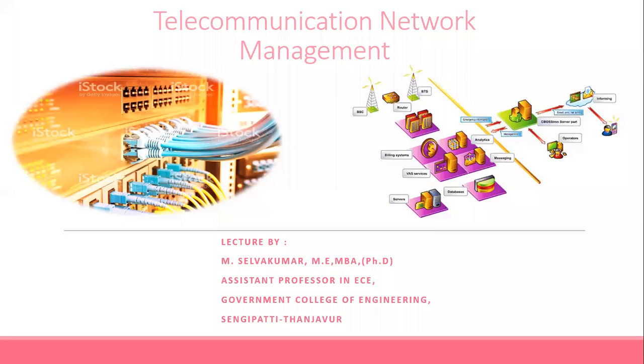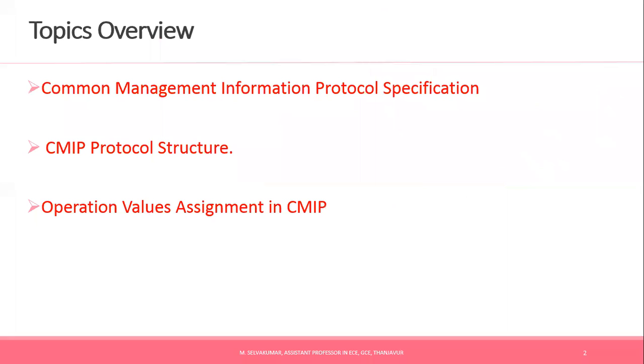Now I am going to discuss the CMIP, Common Management Information Protocol. The topics in this subject are Common Management Information Protocol, Common Management Information Protocol Structure, and Operation Values assigned in the CMIP. This Common Management Information Protocol is defined for exchanging the management information for the specific services.